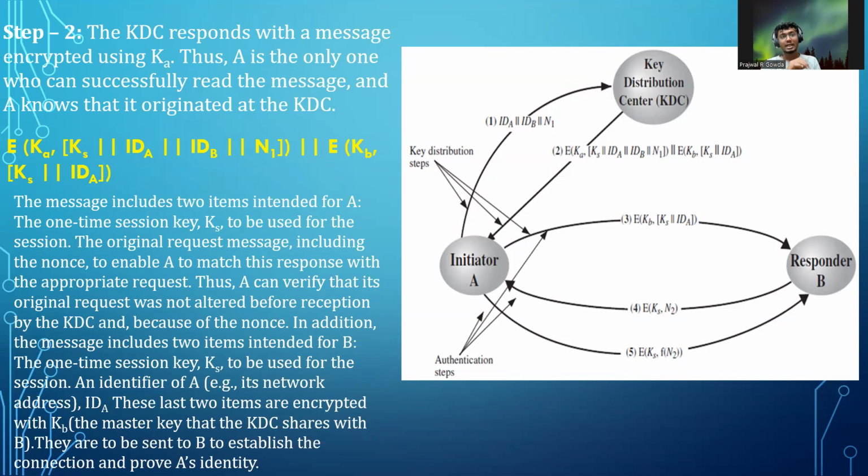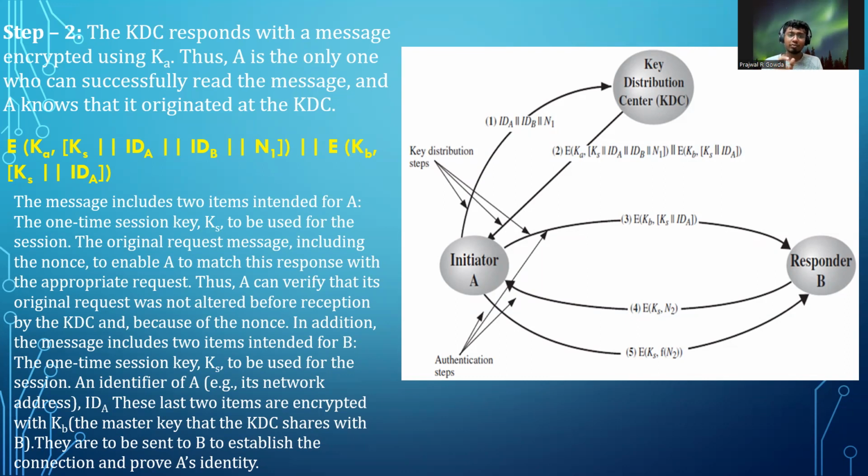Step 2. The KDC, Key Distribution Center, responds with a message encrypted using Ka. Thus, A is the only one who can successfully read the message, and A knows that it originated at the KDC. The message includes two items intended for A. The one-time session key, Ks, to be used for the session. The original request message, including the nonce N1, to enable A to match this response with the appropriate request.